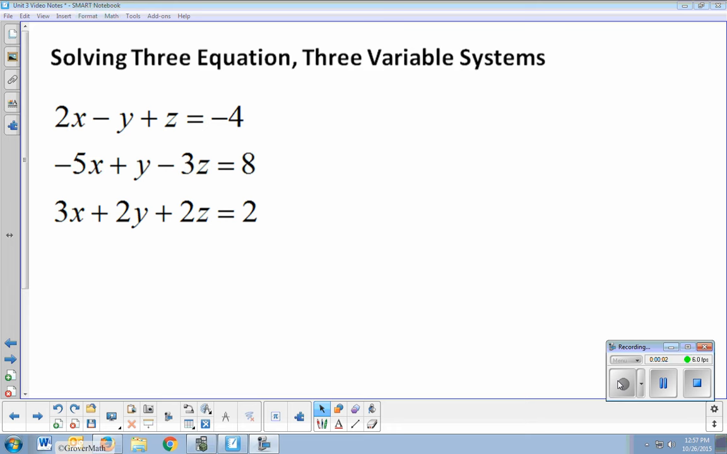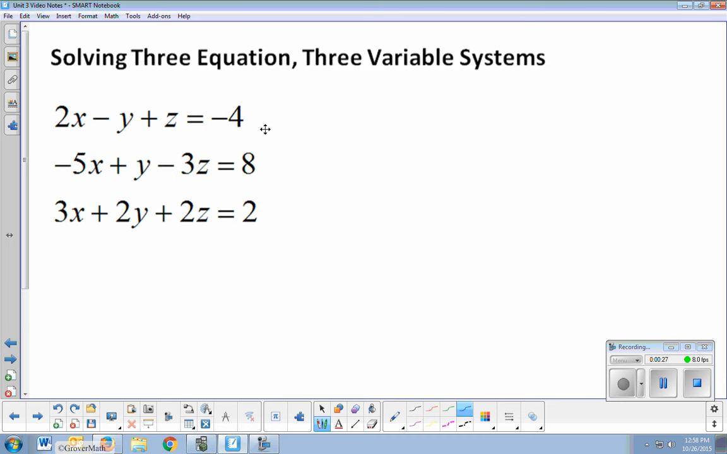Algebra 2, solving three variable systems. So in Algebra 1, you learned how to solve two variable systems through substitution and elimination. We're going to need that because we're going to eventually get to that. The way to solve three equation systems is to use that elimination process you learned in Algebra 1.